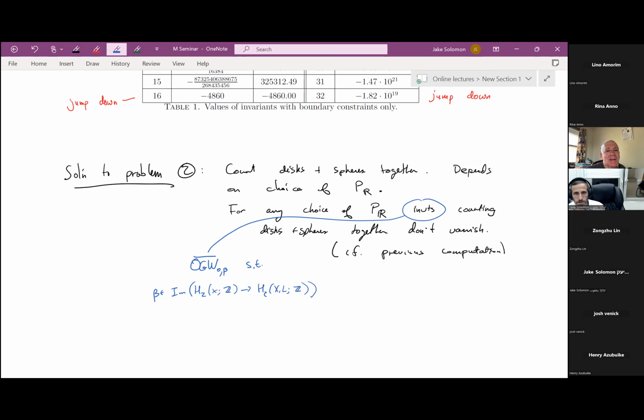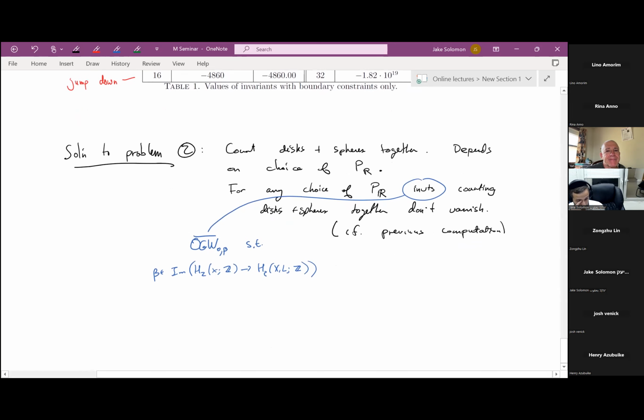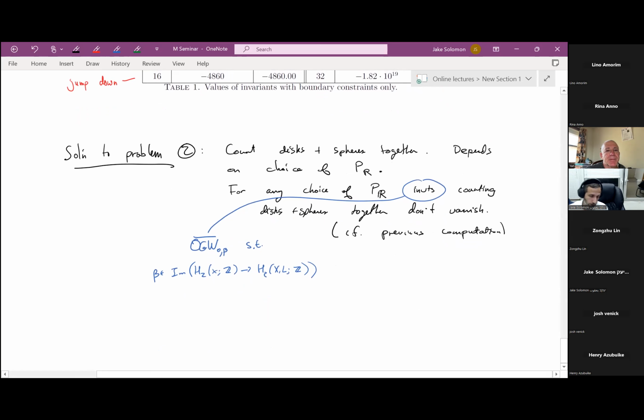The answer is yes. There is a quantum differential equation. It applies to a generating function for these OGW bar invariants, some of which count only disks, and some of which count disks and spheres together. The ones which need to count spheres as well are the ones where you have no boundary constraints.